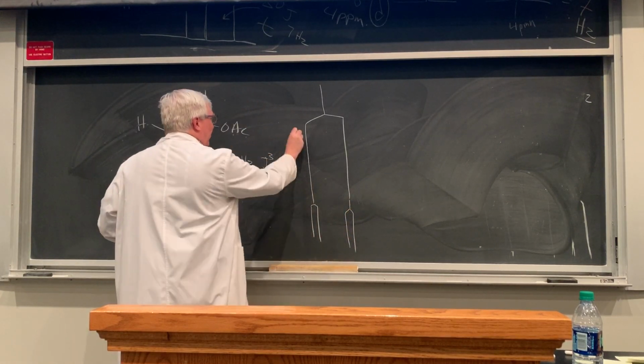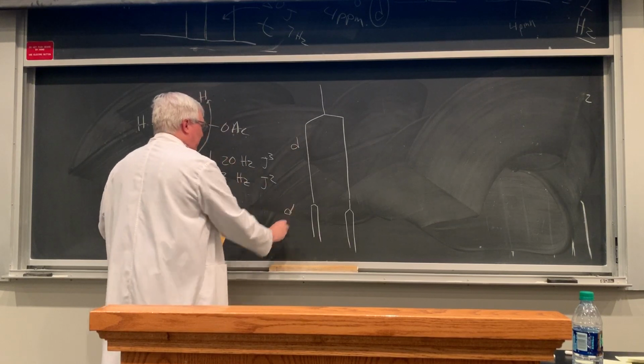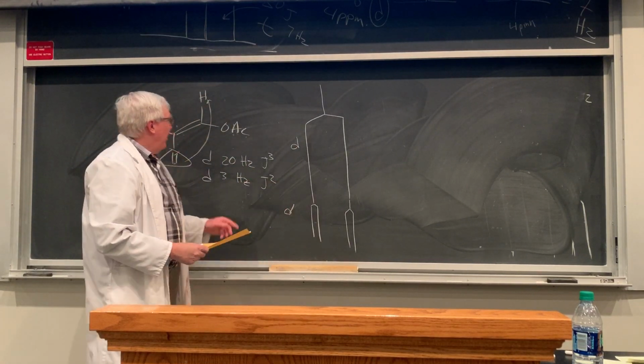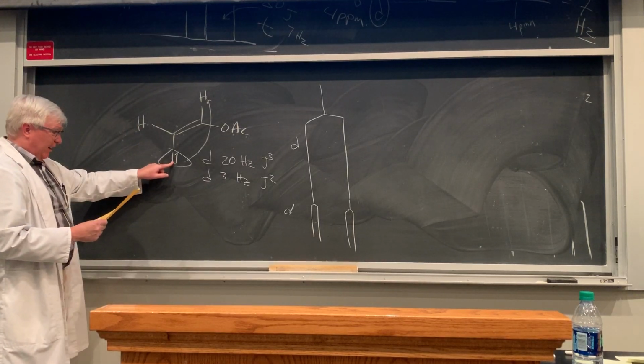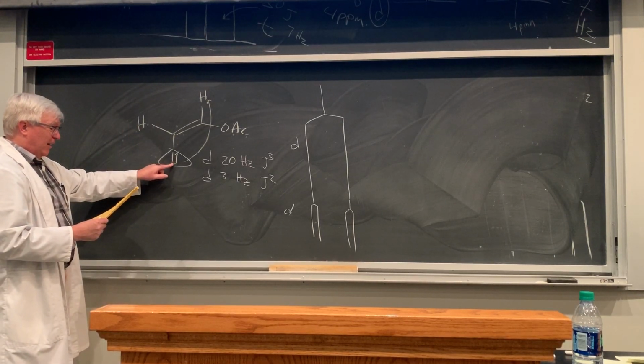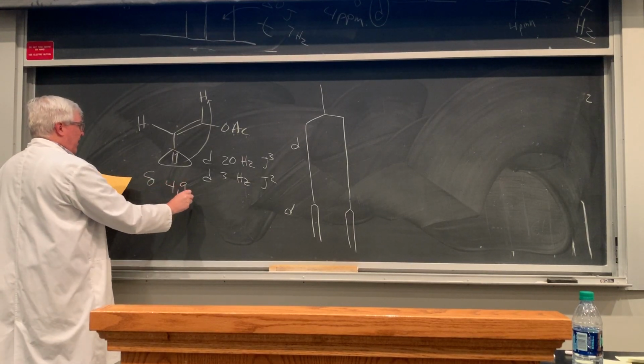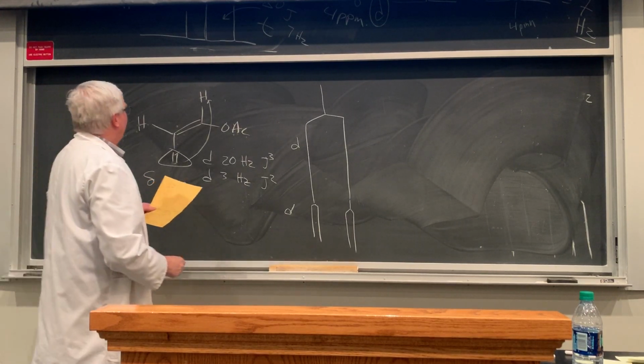So again, it's a doublet of doublets, but it'll be a little bit different with a smaller spacing there. And also, this is out on the end, so that shifts there. The delta value is 4.9 ppm.